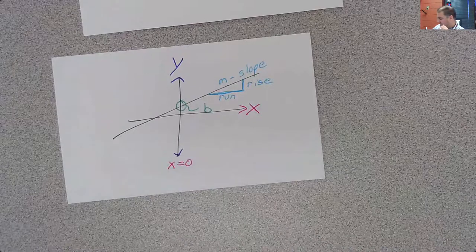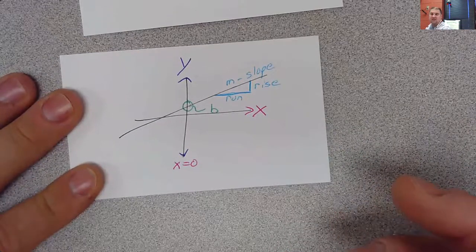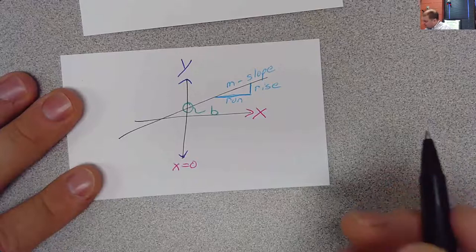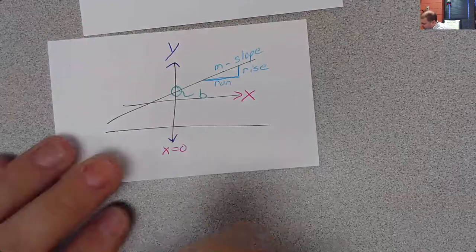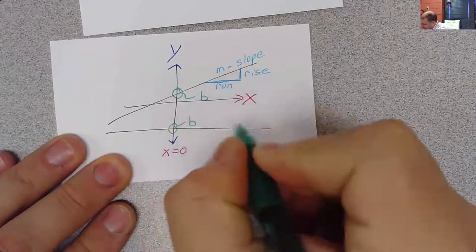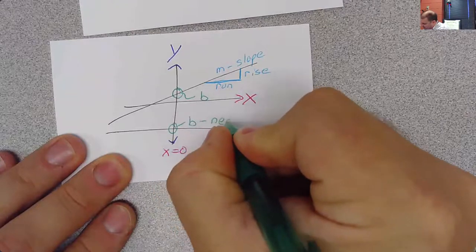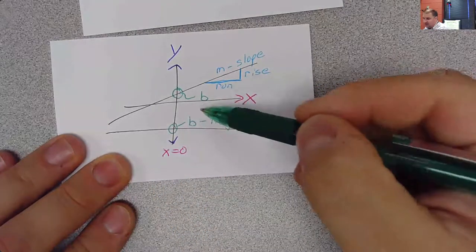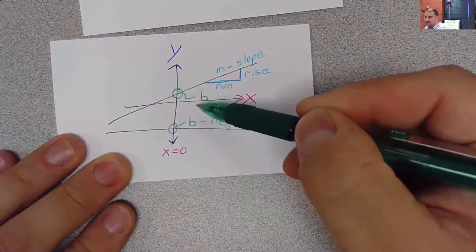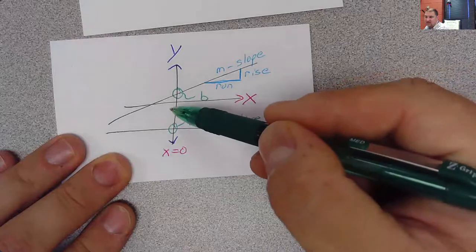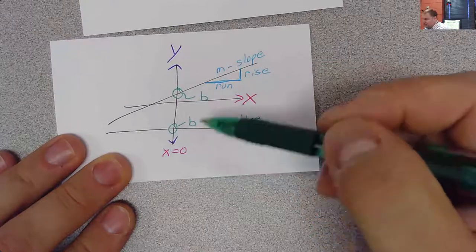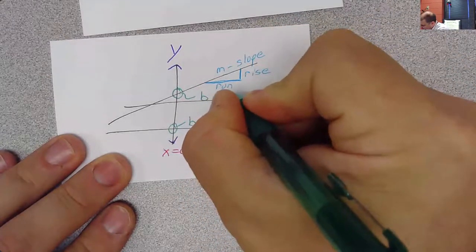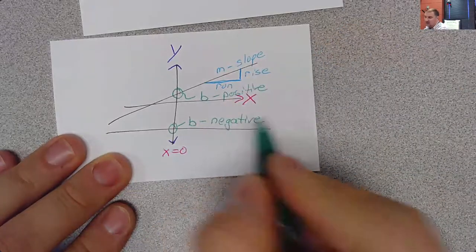Now, on your graph, on your index card, if you're doing this, I'd like you to sketch two other lines on here. Now, one of those lines needs to have a negative y-intercept, okay? So this y-intercept here, this is a negative value, because it's below the x-axis. So assuming that the x-axis is positioned at y equals zero, just like the y-axis is positioned at x equals zero, then b's up here would be positive. B's down here would be negative, okay?